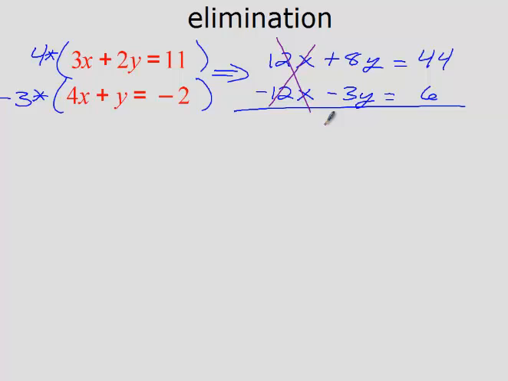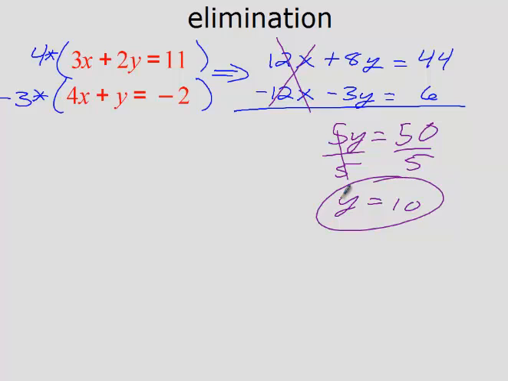All right, so we add, you said 12x minus 12x is 0. What's 8y take away 3y? 5y, okay. And what's 44 plus 6? 50. All right, so now how do I get y by itself? Divide by 5, and so what's y equal to? 10. Everybody okay with that? So step 1 was the multiply. Step 2 is the add and solve for the one remaining variable.